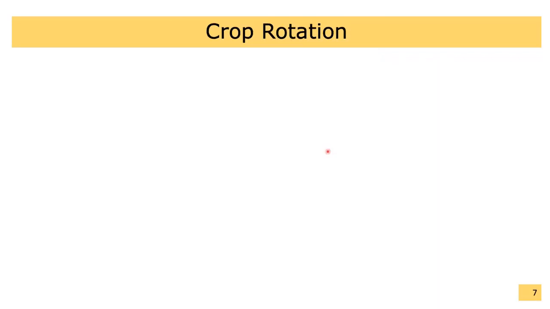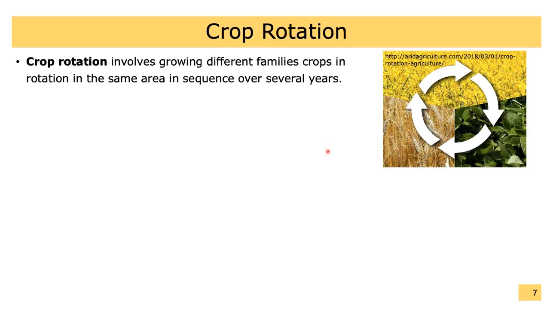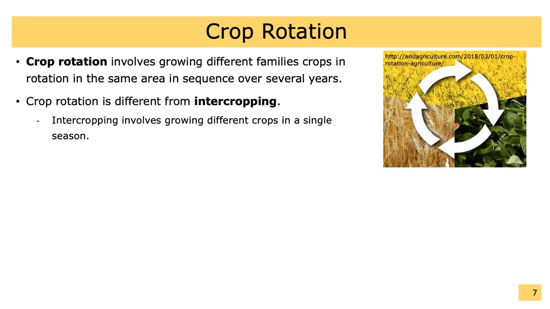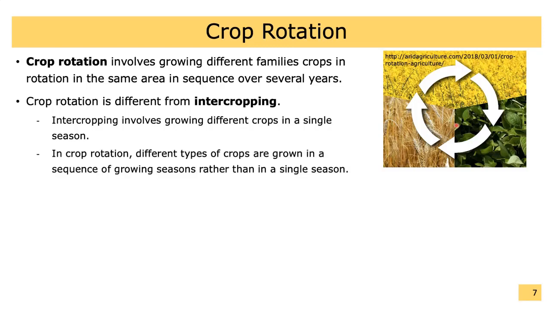Crop rotation. Crop rotation involves growing different families of crops in rotation in the same area in sequence over several years. Crop rotation is different from intercropping. Intercropping involves growing different crops in a single season, whereas in crop rotation, different types of crops are grown in a sequence of growing seasons rather than in a single season.